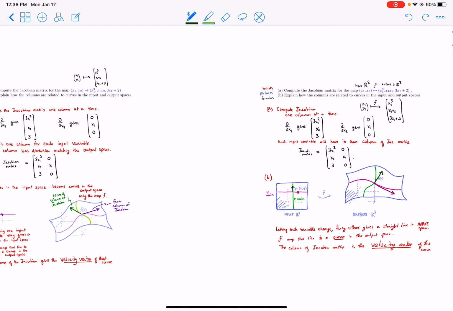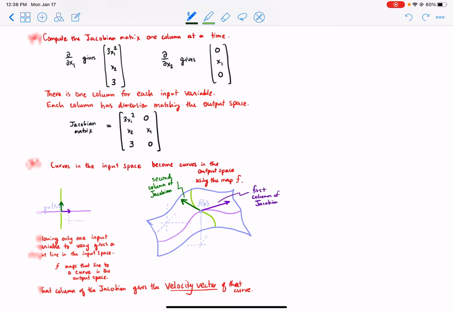Let's look at my other answer. I was quizzing myself. You can see the picture looks a little different. I labeled it first column of the Jacobian, second column of the Jacobian. And I said that the columns of the Jacobian are velocity vectors. And I explained that if we allow only one input variable to vary, that gives a straight line in the input space. And then F throws that straight line over into the output space, and it becomes potentially a curvy, nonlinear curve. Yeah.